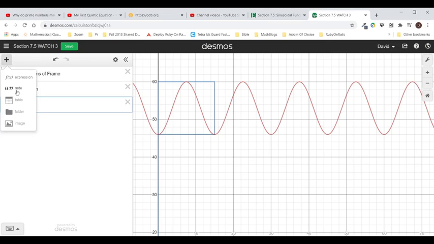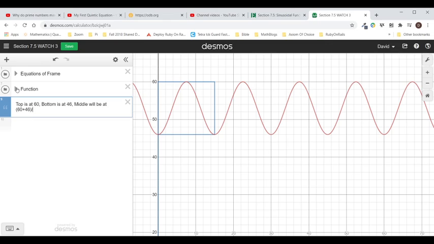Let's see, note number 1, I just want the top and the bottom. The top is at 60. The bottom is at 46, I think. That's weird. Okay, 46. Yes. So the middle will be at 60 plus 46 divided by 2. I think that's 53. So the middle line should be 53.